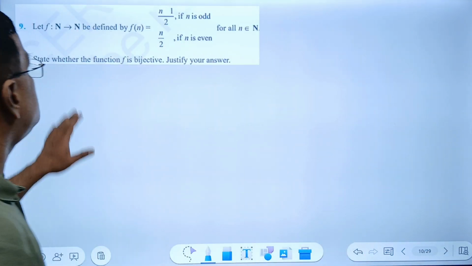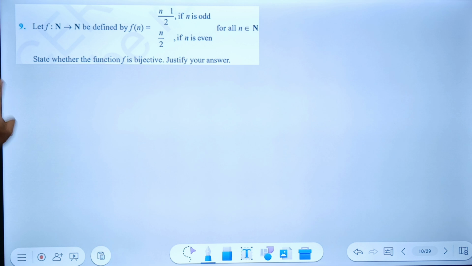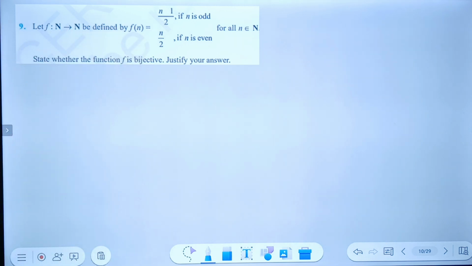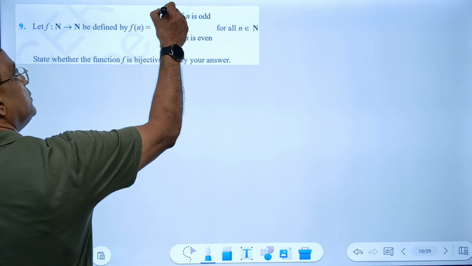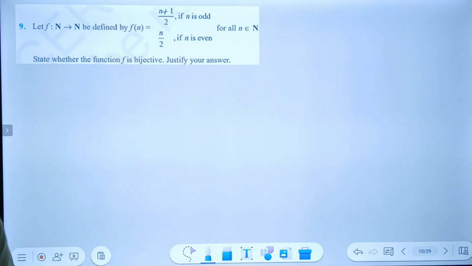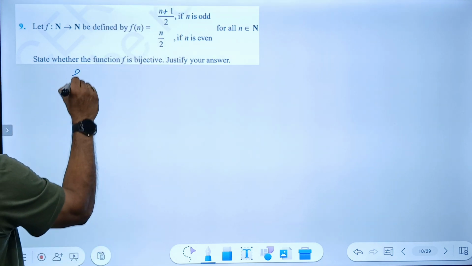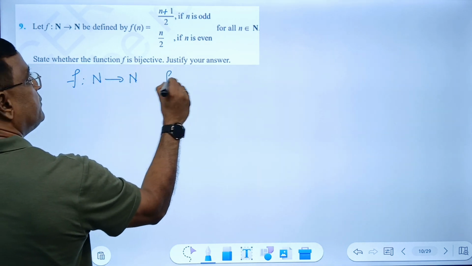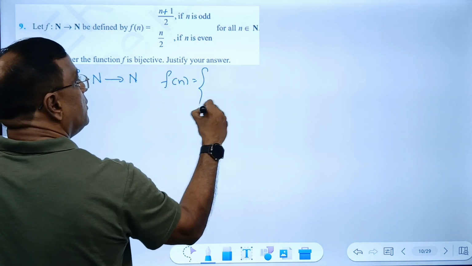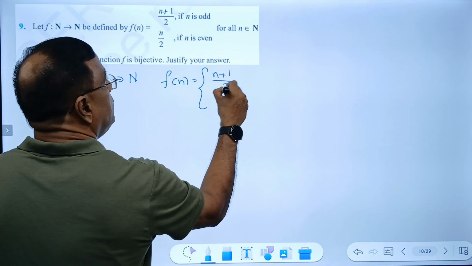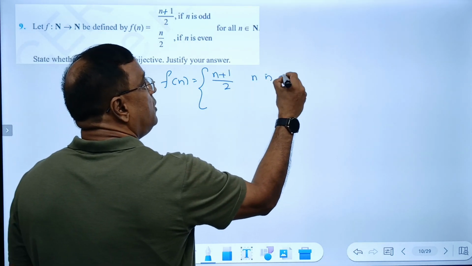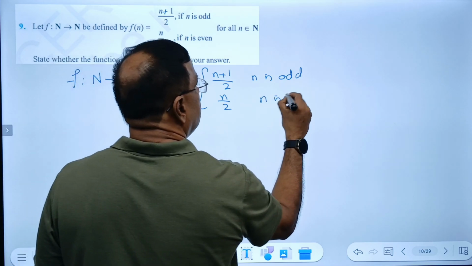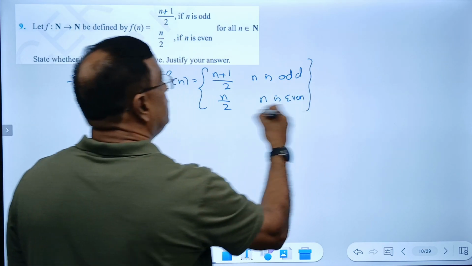Now, let's do the last problem for the day. I want to check whether this function is bijective or not. f is a function from natural numbers to natural numbers defined as f of n equal to (n plus 1) by 2 if n is odd, and n by 2 if n is even. This is the definition. Now I have to check whether it's bijective.